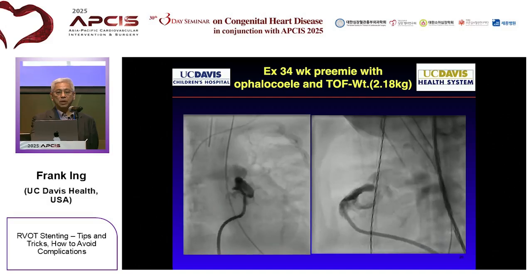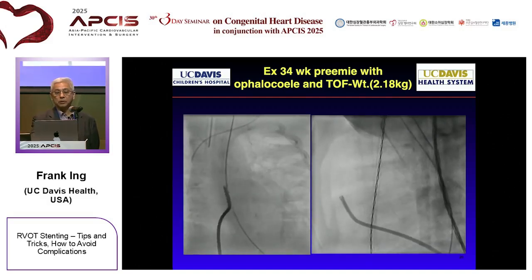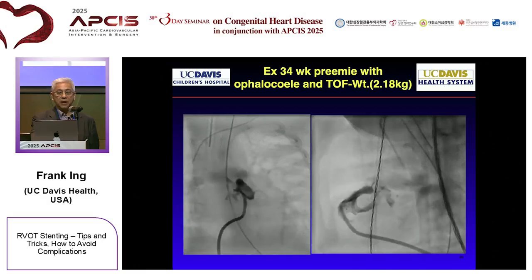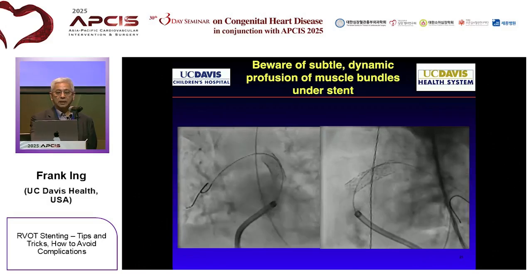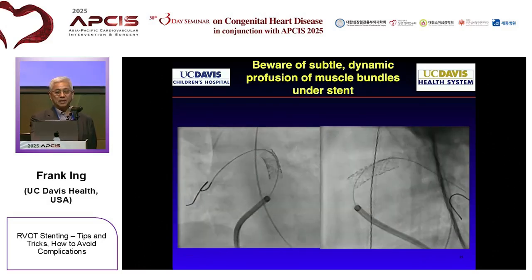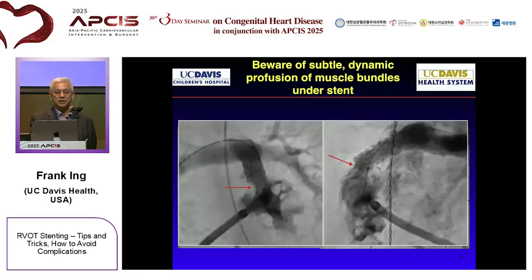So here's a 34-week preemie patient who also happened to have omphalocele, 2.1 kilos, 2.2 kilos, and you see tight stenosis, slight infundibulum, noted native angle of that outflow tract. And so that's what it looks like. And we put the stent in, and it actually looks pretty good, except if you slow down the pictures, you'll see this indentation on both of them. Again, that's going to haunt you.